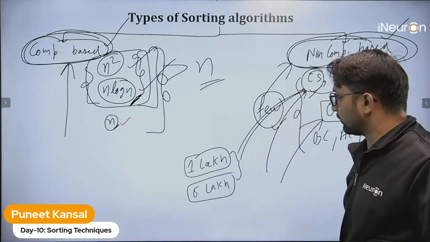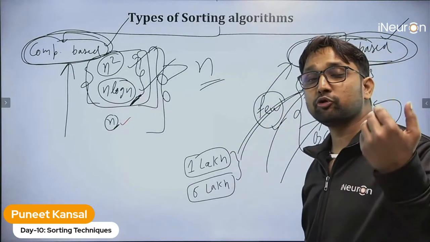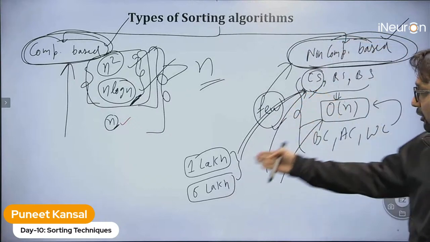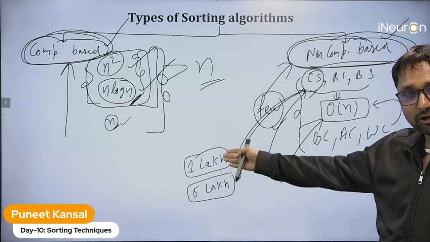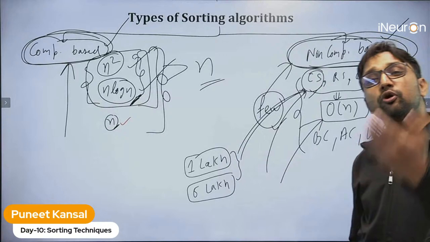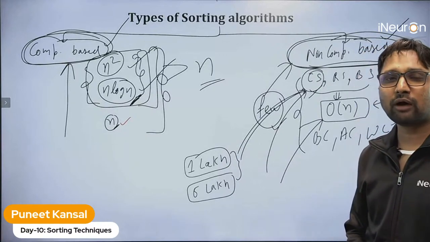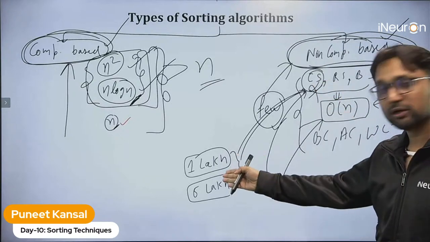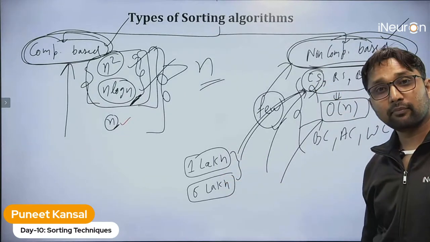I will sort these two numbers, but I will consume your complete RAM. He's speaking like this to me. Then what will I do? I will say go to hell. I will say go to hell to sort my two numbers. You are consuming my complete RAM.